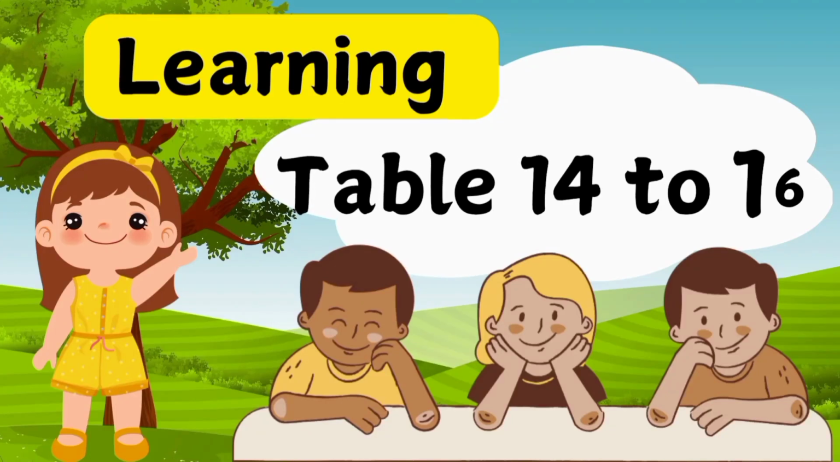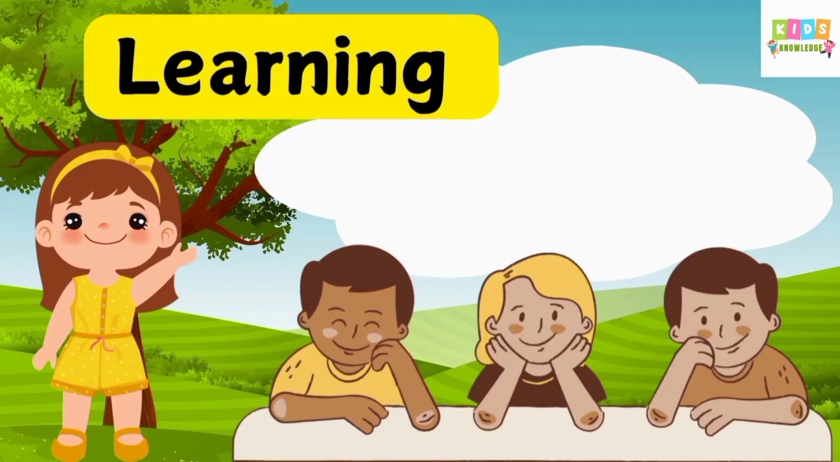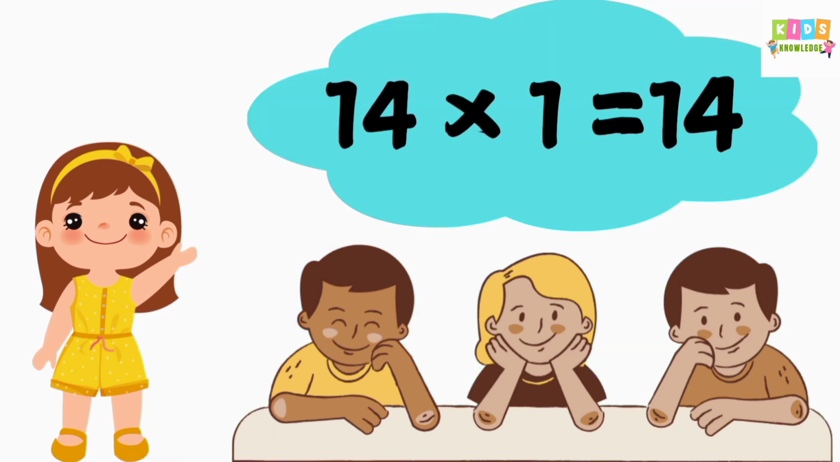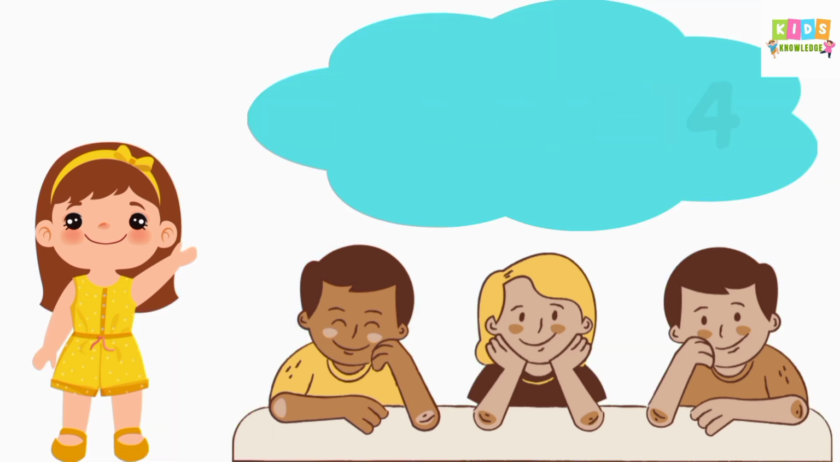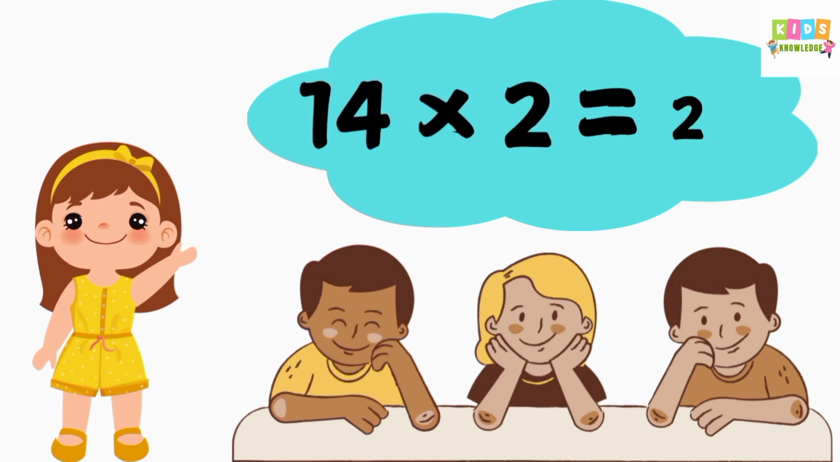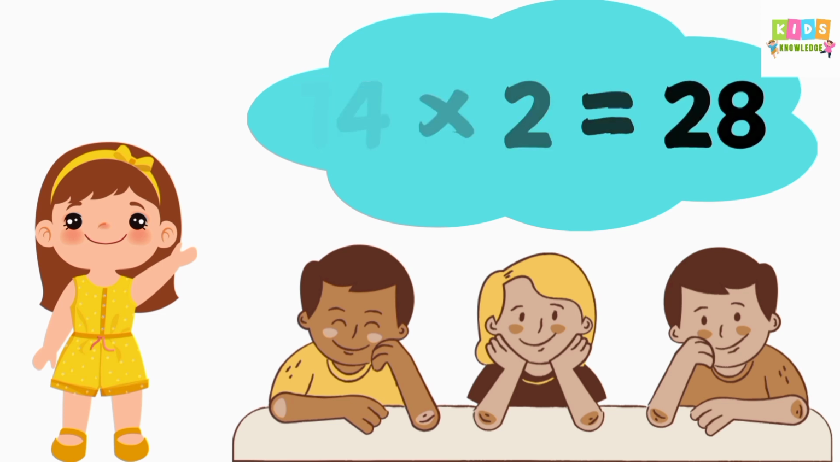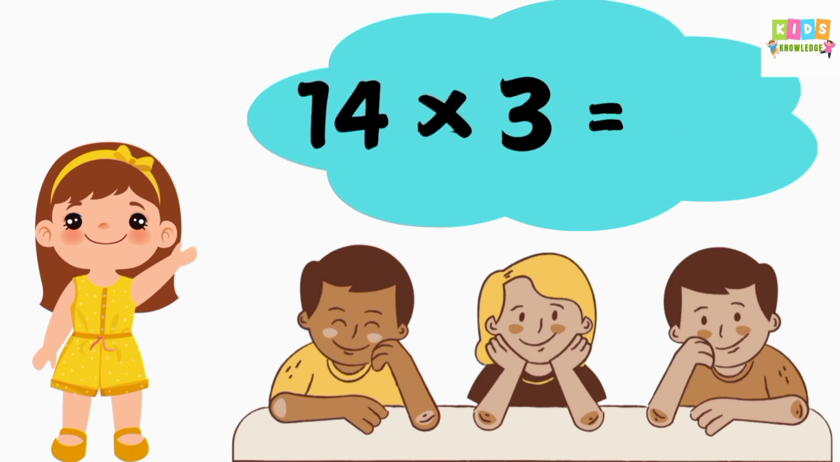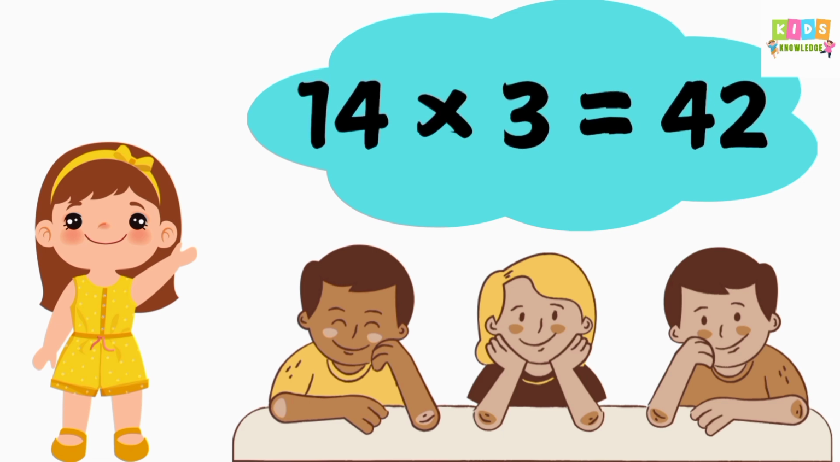Hello kids, today we are learning table 14 to 16. 14 ones are 14. 14 twos are 28. 14 threes are 42.